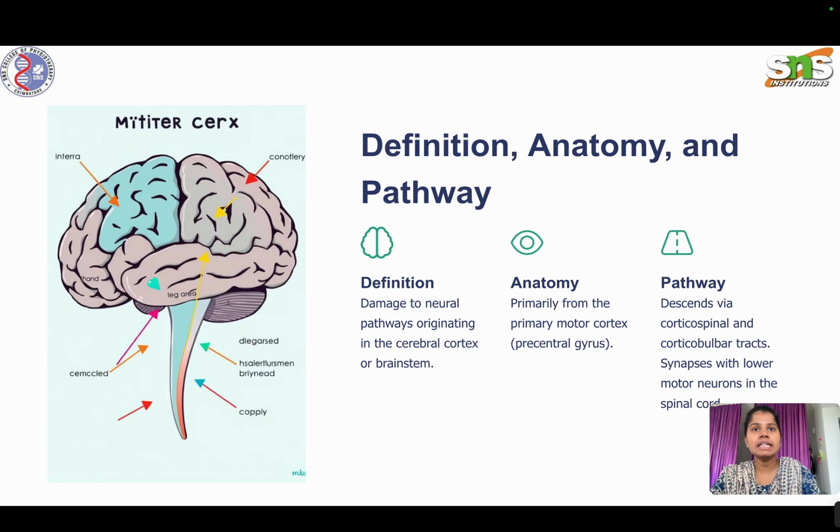So, what exactly is an upper motor neuron lesion? It refers to damage to the neural pathways that originate in the cerebral cortex or the brainstem. The key anatomical area is the primary motor cortex, also called the precentral gyrus. From here, signals descend through the corticospinal and corticobulbar tracts. These tracts eventually synapse with the lower motor neurons in the spinal cord, which then connect to the muscle. So when there is a lesion in this pathway, the communication between the brain and the muscle is disrupted.